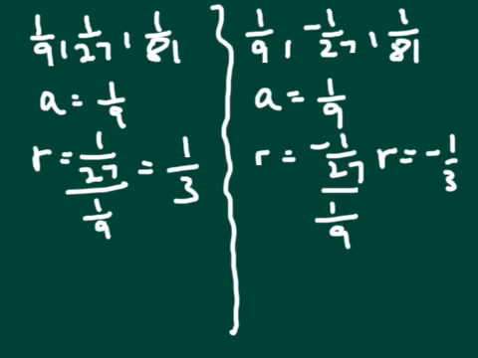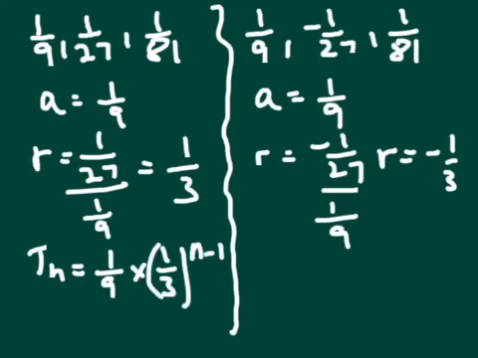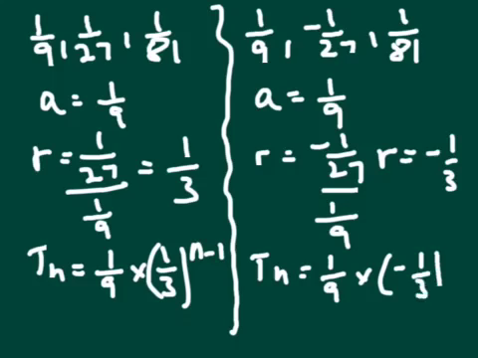Over here on the left-hand side, we can say the rule is, now remember, a times r to the power of n minus 1. So in this case, a is 1/9, r is a third, and it's to the power of n minus 1. And over on the right-hand side, very similar of course, but instead of r equaling 1/3, over here it's going to equal negative 1/3, to the power of n minus 1. And that's that problem done.